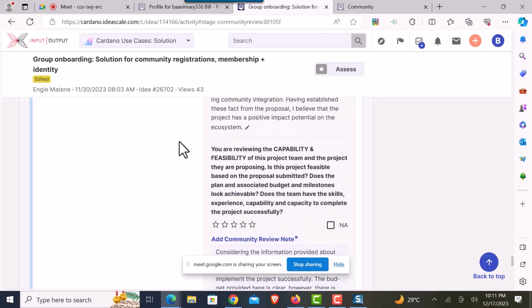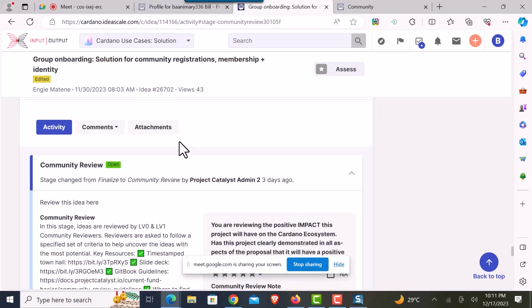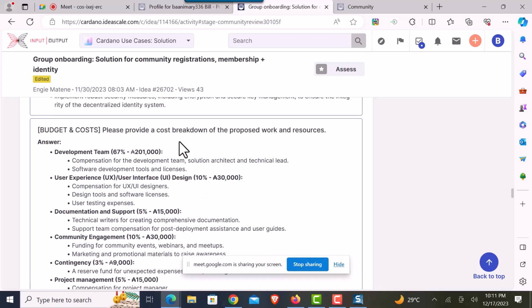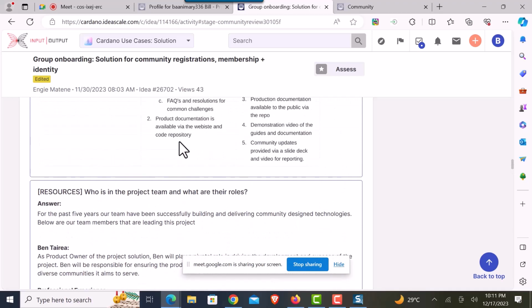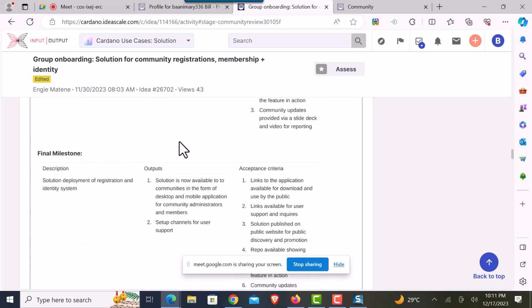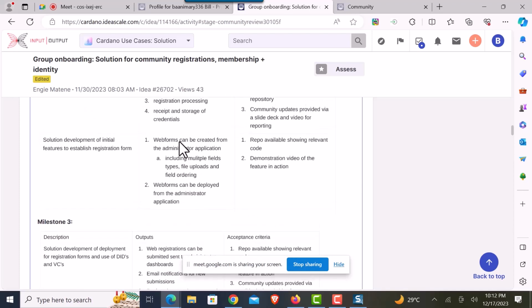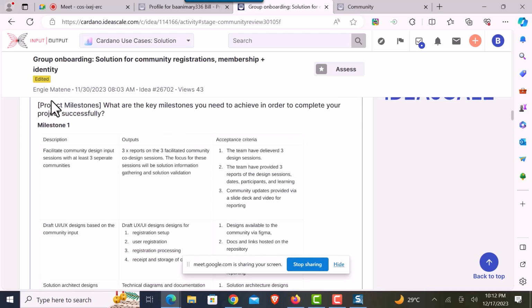So let's finally look at the milestones and the plan in general. So the milestones, let me go there. And what we should be looking out for is the clarity of the milestones, showing what will be done, what should be done, and we should also see definite timelines for each milestone. So here are the project milestones. What are the key milestones you need to achieve in order to complete your project successfully?